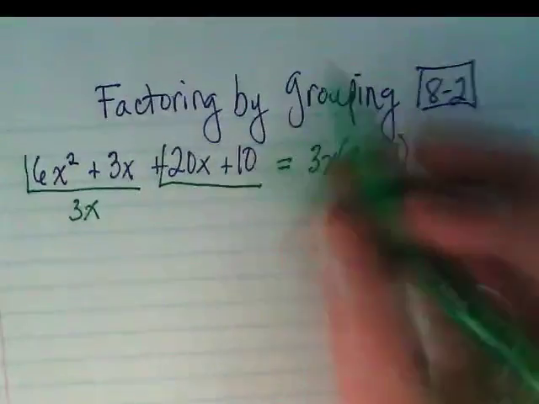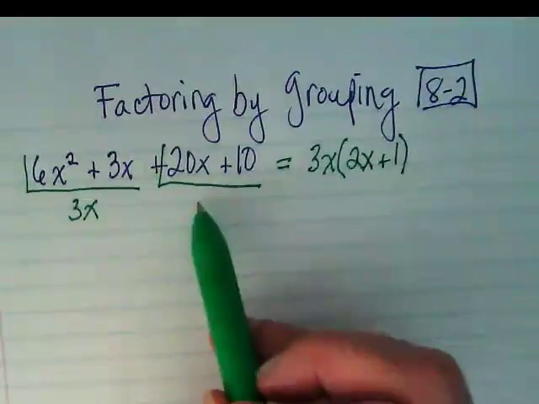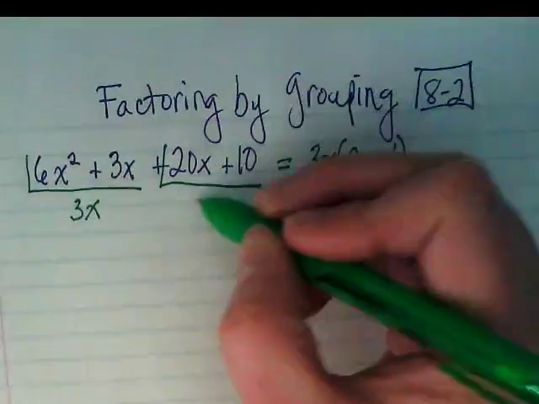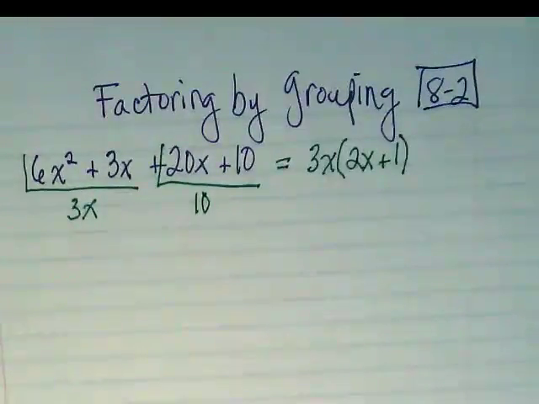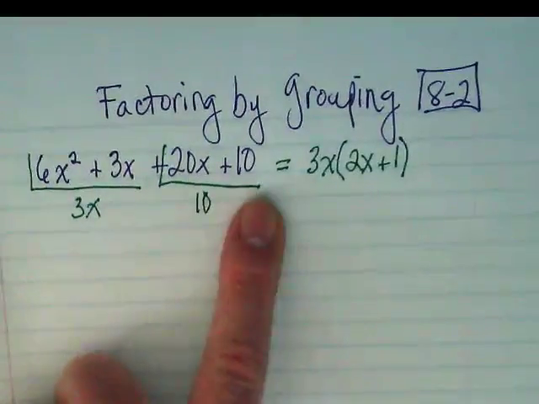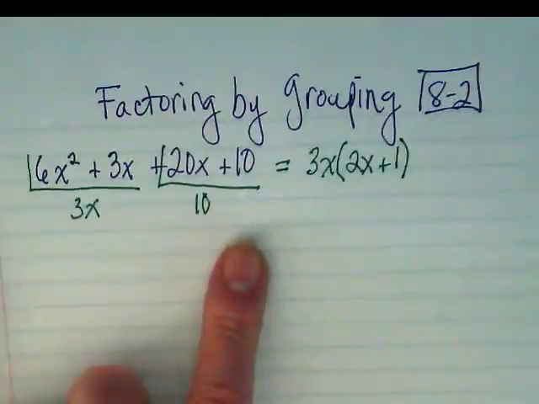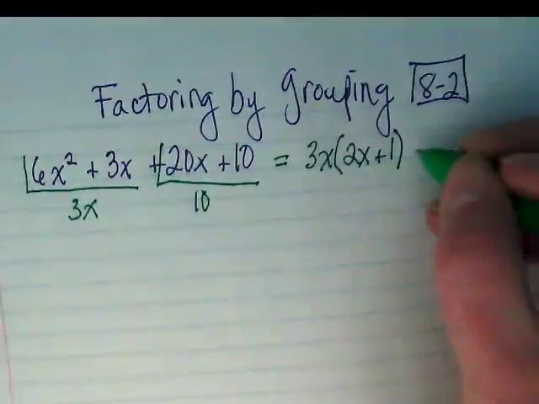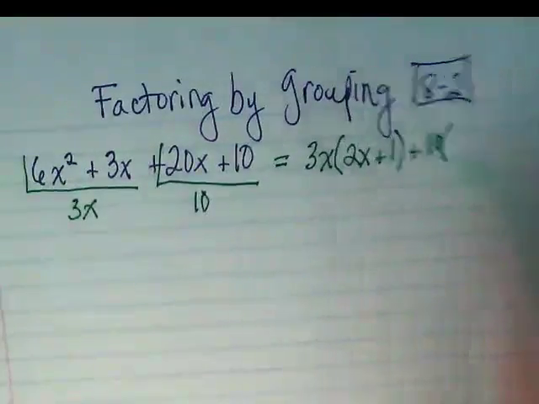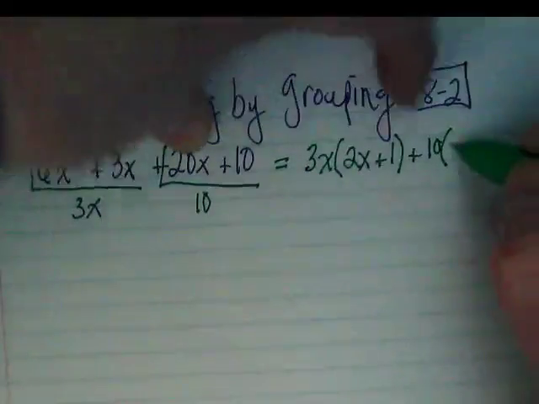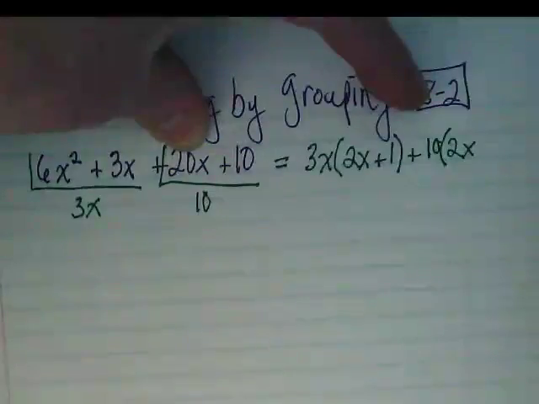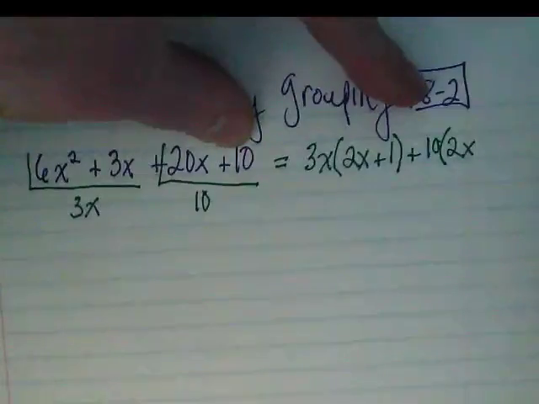And then we're going to take the second group. What number can be divided by both of these? I go for the highest one you can. 10. I can't divide an x out because only this one has an x in its term. This one does not, but they both have something that can be divided by 10, don't they? So I'm going to show over here that this is plus 10. And when I divide 10 out of this first term, what do I get? 2x. Wait, doesn't it have to be a prime factor? No, greatest common factor. And 10 divided by 10 is 1.